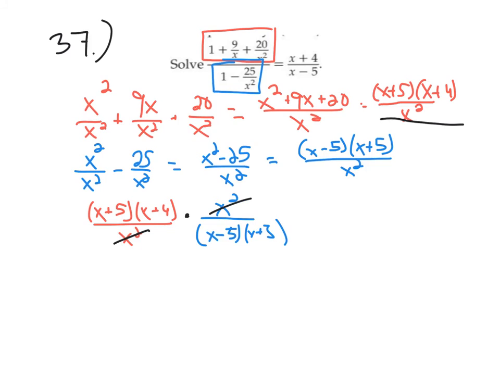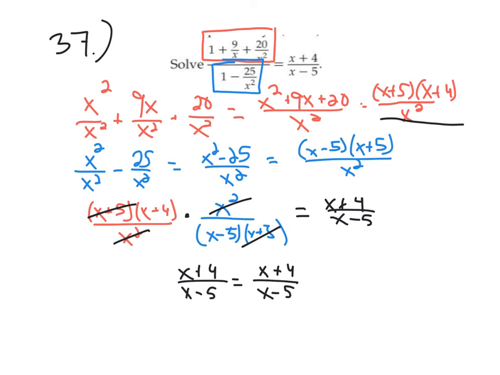The x squareds can go away, and it looks like I have x plus 5s that can go away. So what I have left on my left side of the equation, I have an x plus 4 in my numerator and an x minus 5 in my denominator. So the left side of the equation, x plus 4 over x minus 5, equals the right side, x plus 4 over x minus 5. So we have the left side equaling the right side. So normally that would mean our solution is all real numbers.